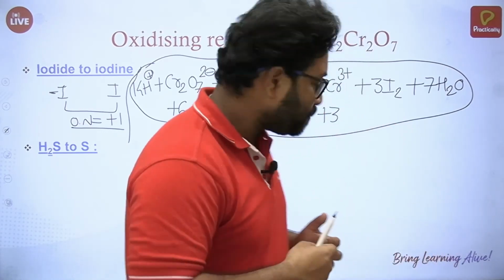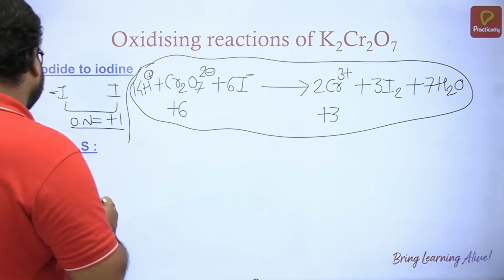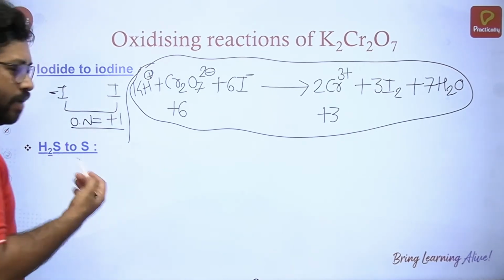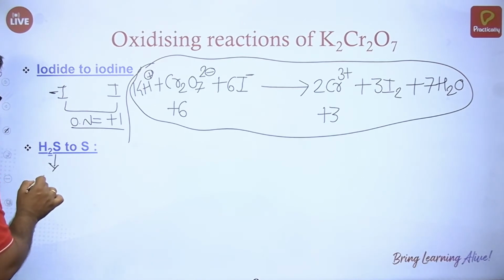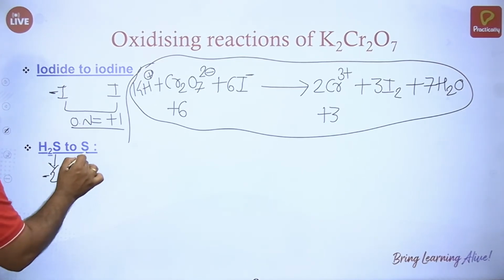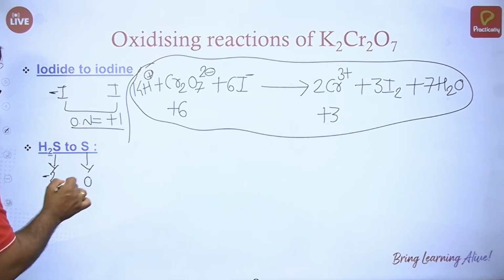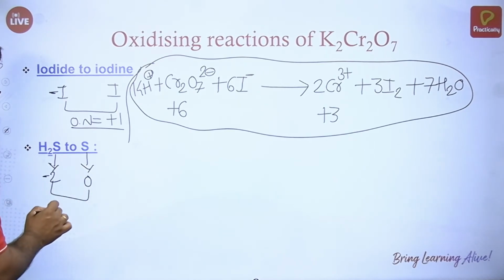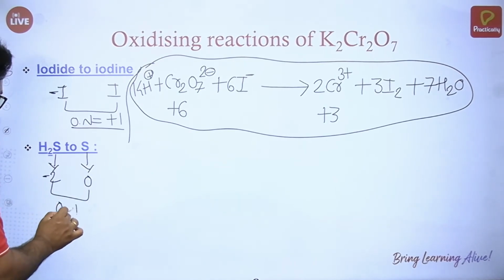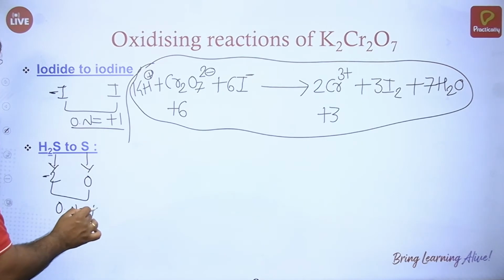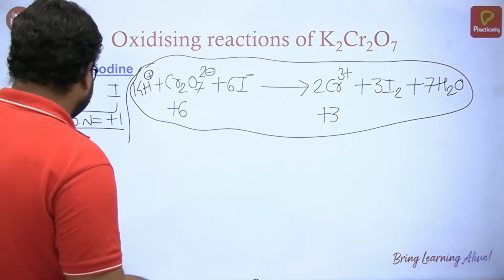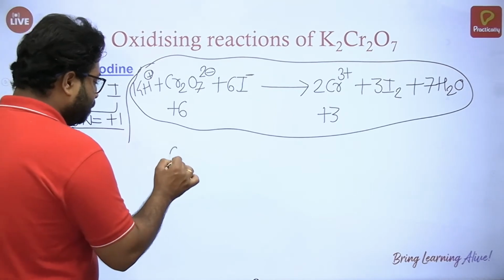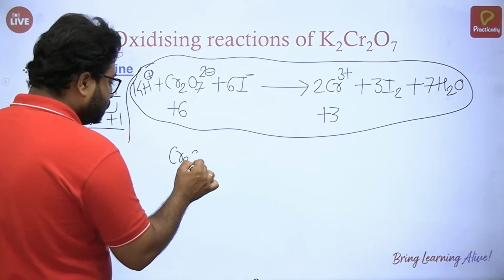Similarly, you can convert H2S to S. Whenever you are converting H2S to S, sulfur here is in a -2 oxidation state and here it's 0, so you are going from -2 to 0. The increase in oxidation number is +2, so we can take only 3 sulfur. How would you write it?